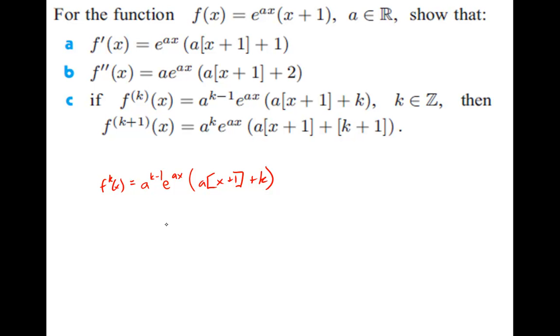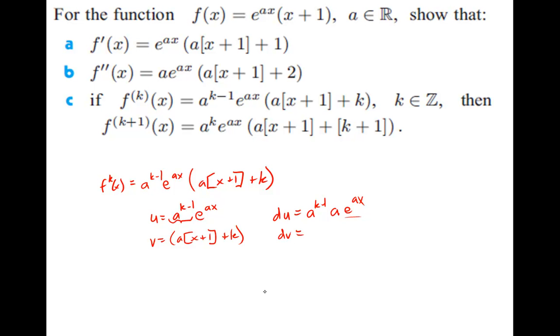So again, we can use the product rule. If you want to distribute, you can. I like the product rule, so we're going to stick with that. So we're going to say that u equals a to the k minus 1 e to the ax. That means the derivative of u. All right, now a to the k minus 1 is a constant. So really, it's just e to the ax. So du is going to be a to the k minus 1 times a times e to the ax, right? Because this is a constant, so it just stays there. The derivative of e to the ax, we've talked about before, is a e to the ax. All right, v is a times x plus 1 plus k.